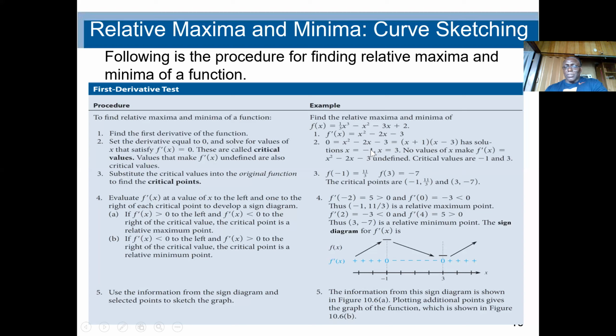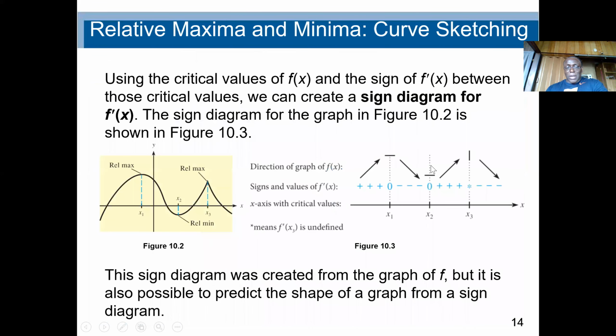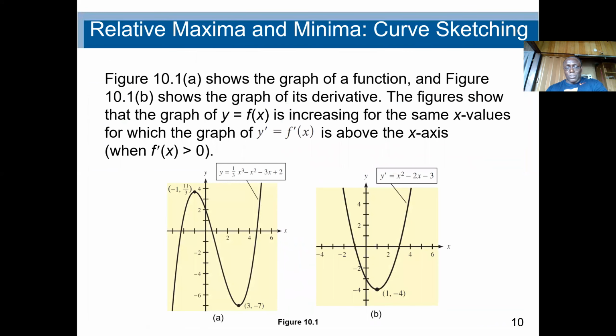So let's plug -1 into the original function. We get 11 by 3. Then we plug in the 3. We get -7. So remember, this time we are not plotting the graph, but we get our points now. The first point is -1 and 11 by 3. Let me go back to the graph for a second, then we continue. You remember when we plotted this graph, they didn't teach us how to find the critical values. But from the graph, we can see that the relative maximum is -1 and 11 by 3. The relative minimum is 3, -7. And this is what we look for, those 2 points.